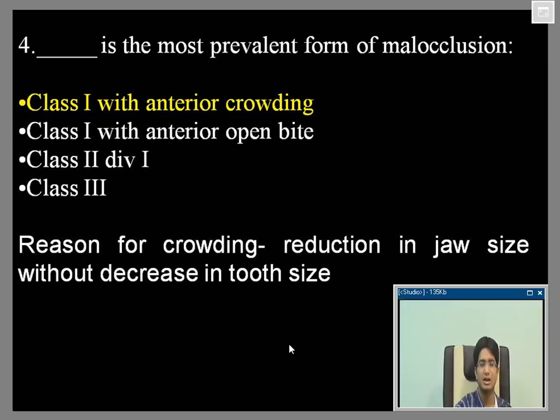Due to changes in our eating habits, we are going for soft foods, and due to environmental factors, there is a reduction in the jaw while the tooth size remains the same. So tooth material becomes excess. It becomes so much in excess that our jaw is not able to hold it properly. So there are palatal or labiolingual position changes in the teeth. So class 1 with anterior crowding is the most prevalent form of malocclusion.